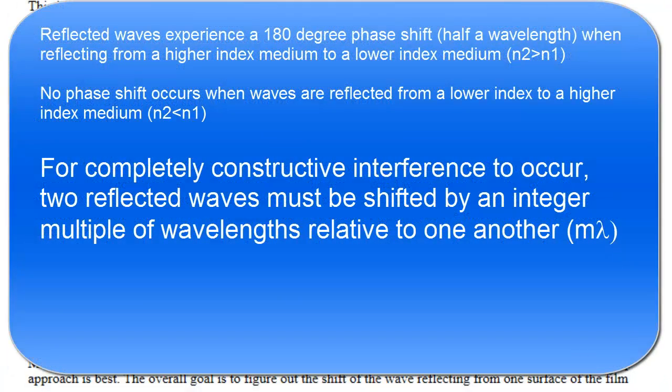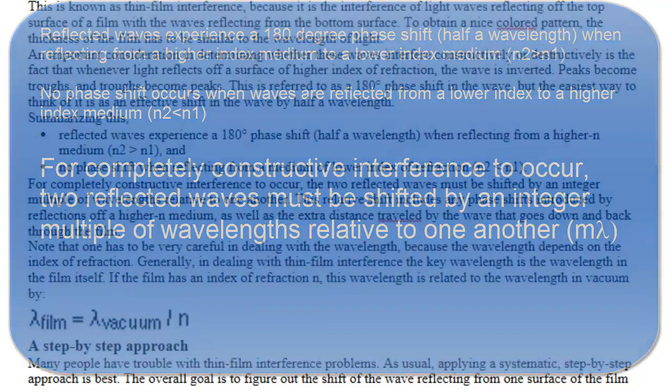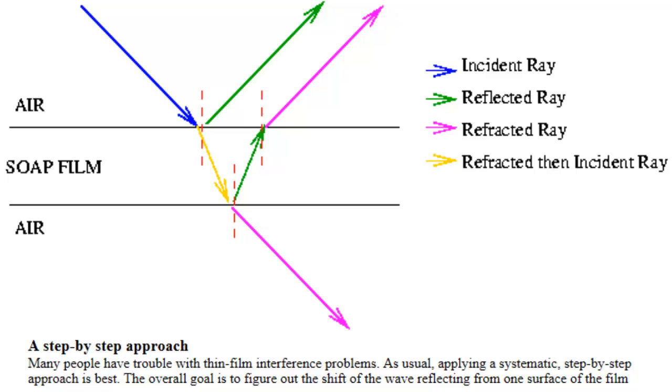So for completely constructive interference to occur, the two reflected waves must be shifted by an integer multiple of wavelengths relative to one another. This is the condition for constructive interference that we've always had, n lambda. This relative shift includes any phase shifts that are introduced by reflections of a higher index of refraction medium, as well as the extra distance travelled by the wave that goes down and back through the film.